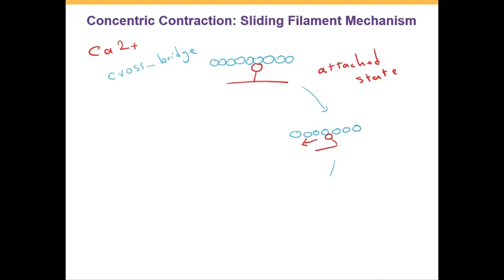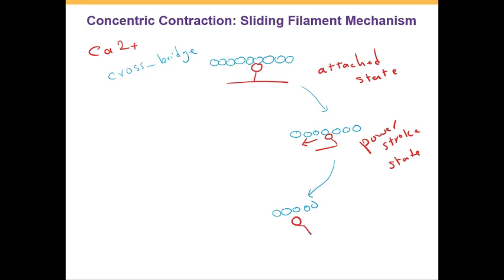After that, it's getting a little bit tired. So let's name this step the power stroke state, when the myosin moves the actin filament toward the center. Then, right now, the ATP is gonna be attached to the myosin head and says, you know what, you need a little bit of energy. Let's be detached from this actin molecule.